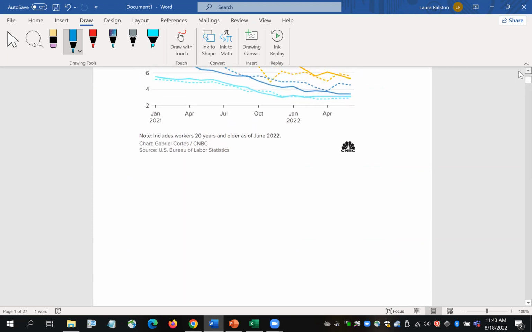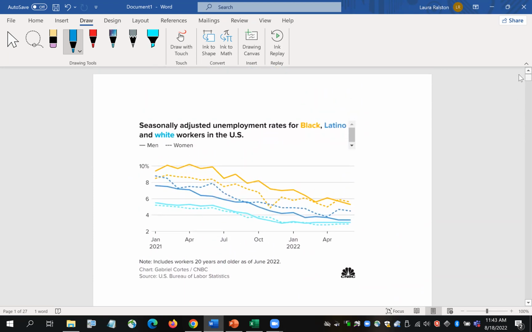So I want us to take a look at a graph I pulled from CNBC, and one of the first things you want to do whenever you look at a graph is hopefully it has a title. Every graph should have a title with lots of detail because that gives you the context for what you're looking at. So this particular graph is seasonally adjusted unemployment rates for Black, Latino, and white. And notice the Black, Latino, and white are in color. Graphically, the Black are represented by the gold color, Latino is blue, and white is the turquoise.